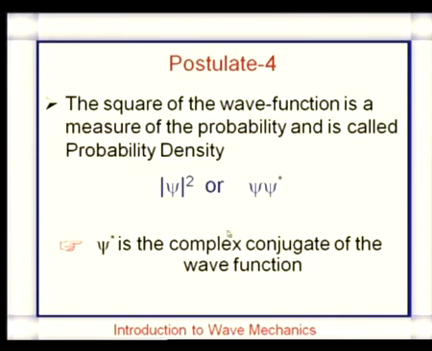And when we look at this expression here, psi square, we put it as psi into psi star, and psi star is nothing but the complex conjugate of the wave function. Sometimes the function can be complex, so we have to use the complex conjugate so that we get a real value from there.